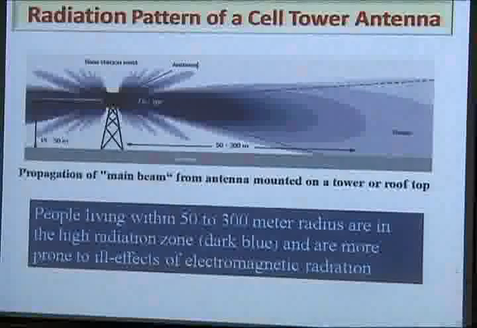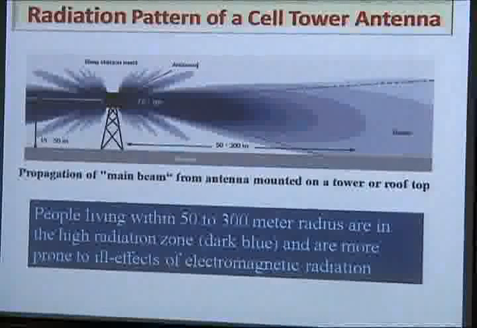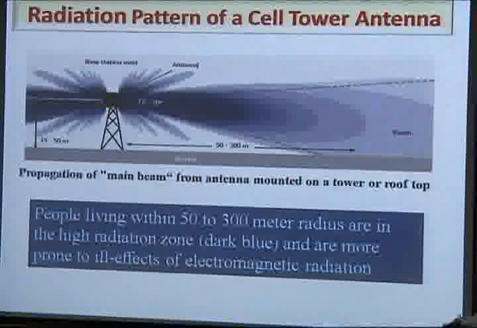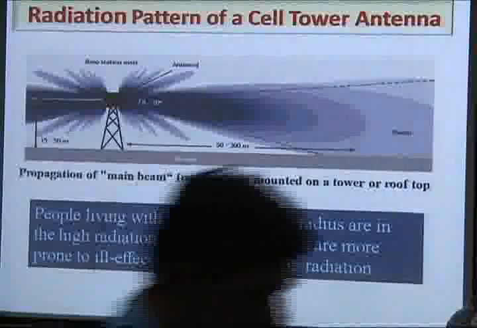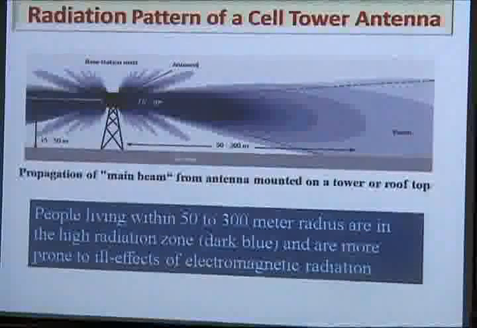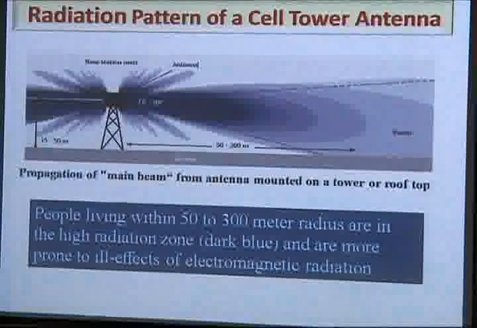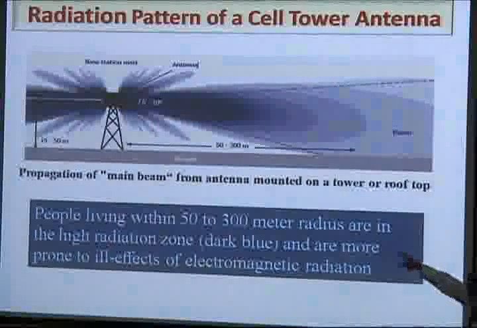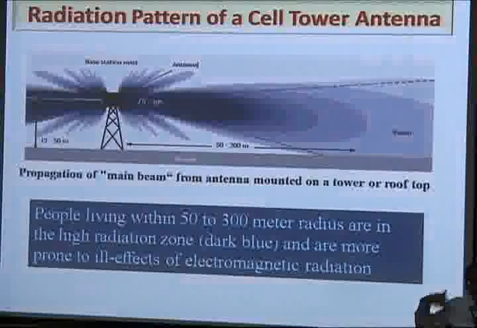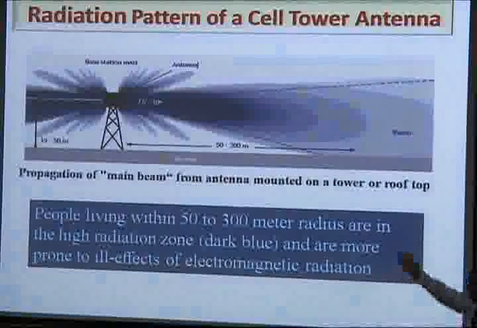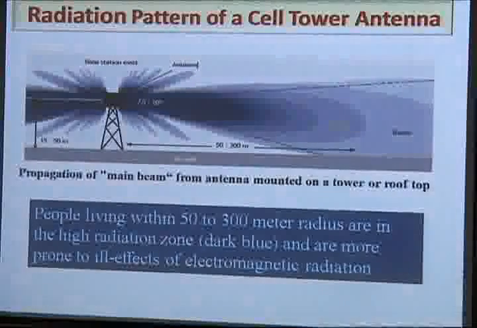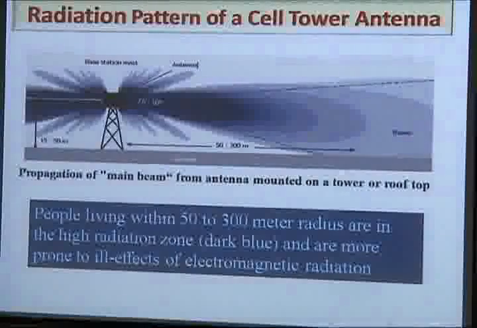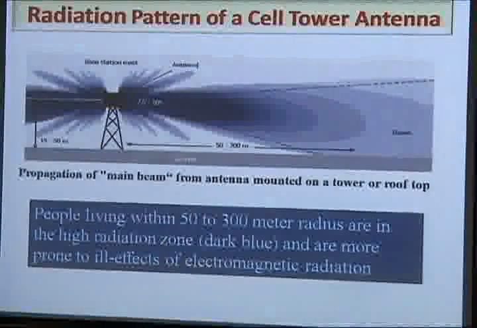So see here what happens. This radiation which is moving from the antenna, the radiation density varies as 1 by r square, where r is the distance. So if you look at this here, the darker areas are where the radiation level is high, and as you keep going away, the radiation level is decreasing because power varies as 1 by r square.